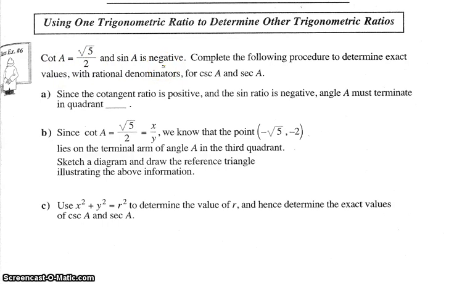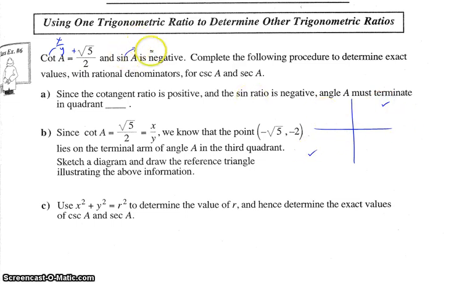So here's what we're going to want to do. First of all, we need to figure out what quadrant we're in. Okay, so let's take a look here. We know that cotan, which is x over y, they're giving us here root 5 over 2, and it's positive. So in order for x over y to be positive, both x and y would have to be the same sign. So that would occur either in quadrant 1 or quadrant 3. So I put little check marks there.